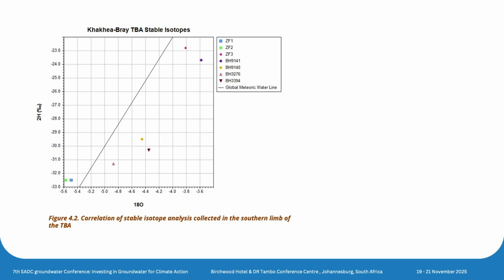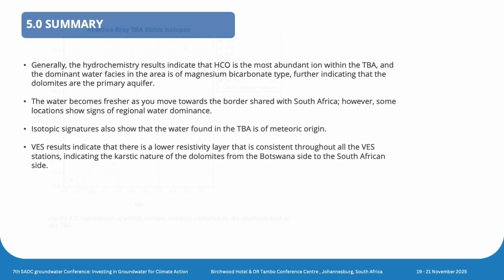So as a summary, we intend to integrate all these results in order to come up with one final conclusion that will inform us on what is actually happening in this transboundary aquifer. And we intend to produce a pseudo-section using our VES sections in order to appreciate the continuity of our dolomites from the Botswana side into the South African side, and to determine the thickness of our dolomites.